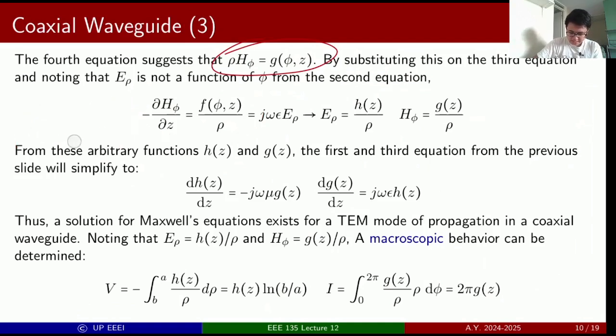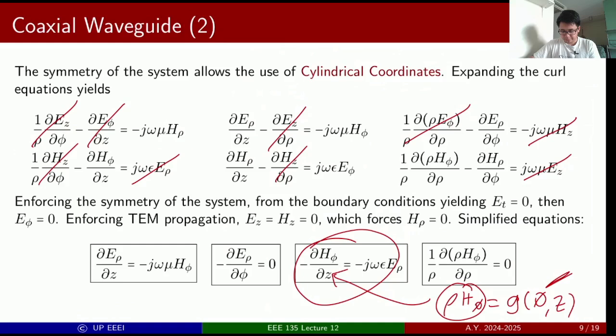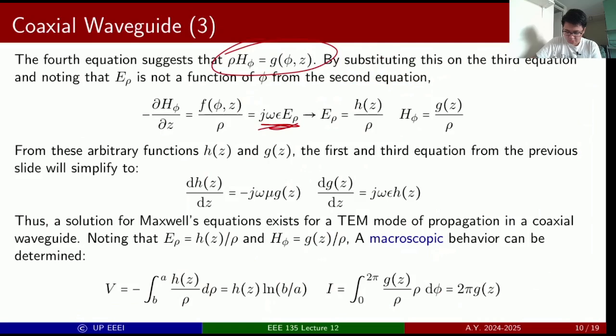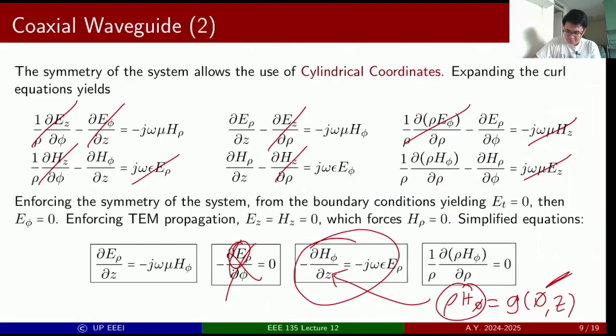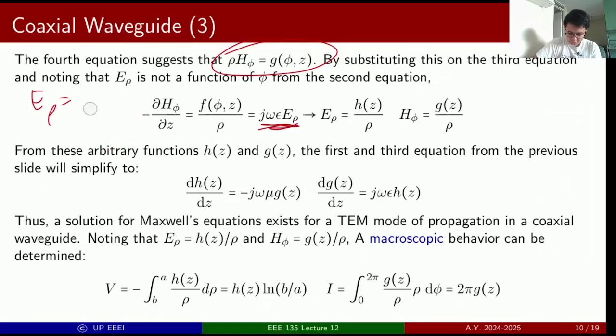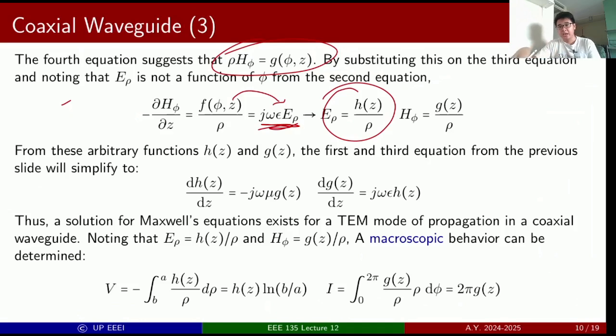So now that is related to E rho right here. But because of the second equation, E rho should not have any dependence on phi. So we can't say that E rho is a function of phi and z divided by rho, because the derivative of E rho with respect to phi is 0. So that means that this function right here should only be dependent on z. Therefore, we can say that E rho is h of z over rho. And by consequence, h phi is also some function of z only divided by rho.